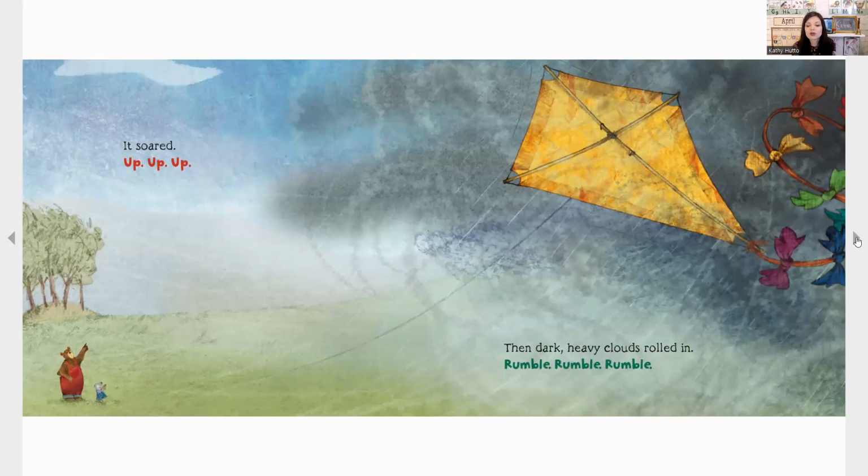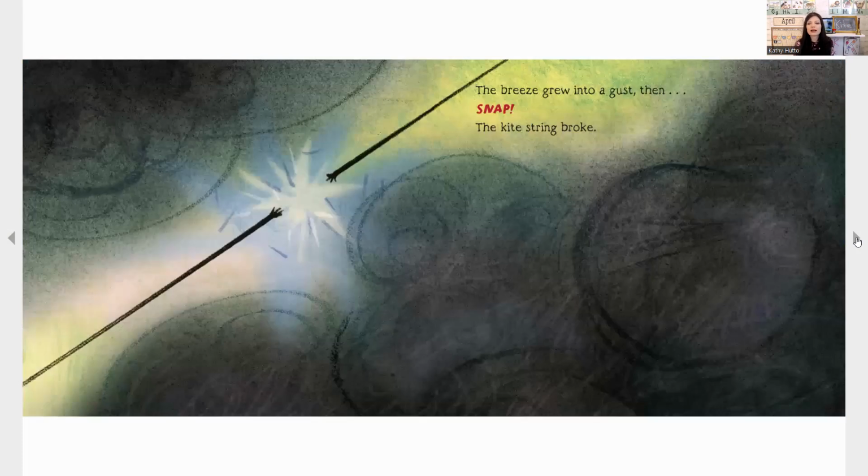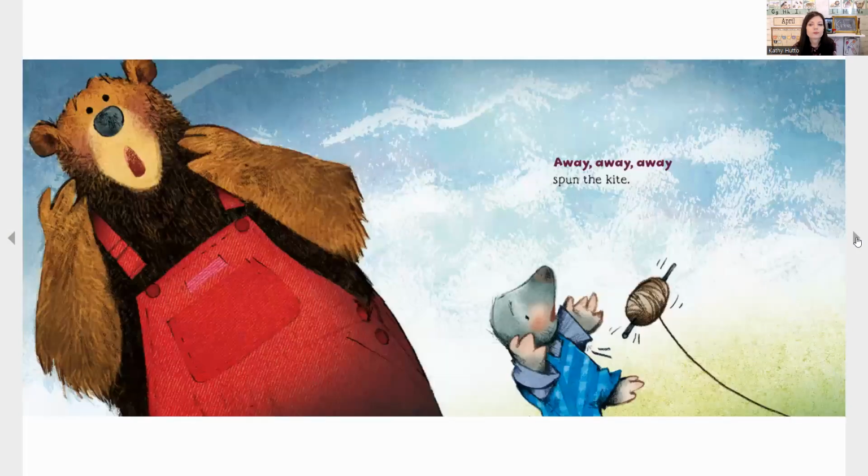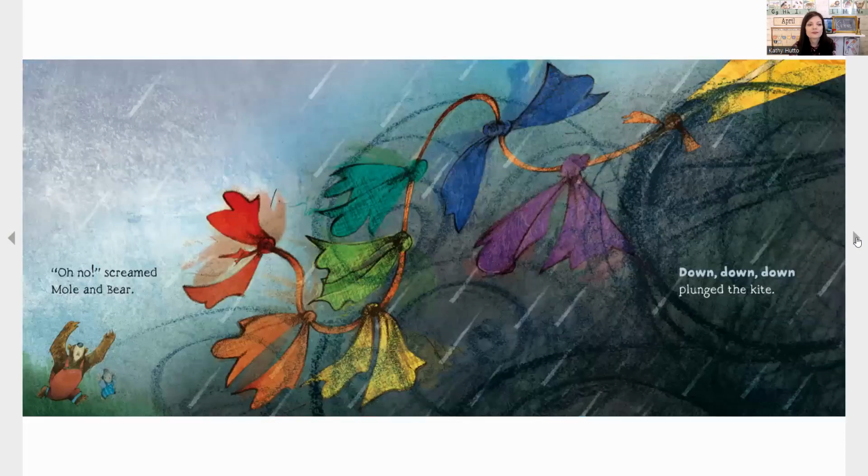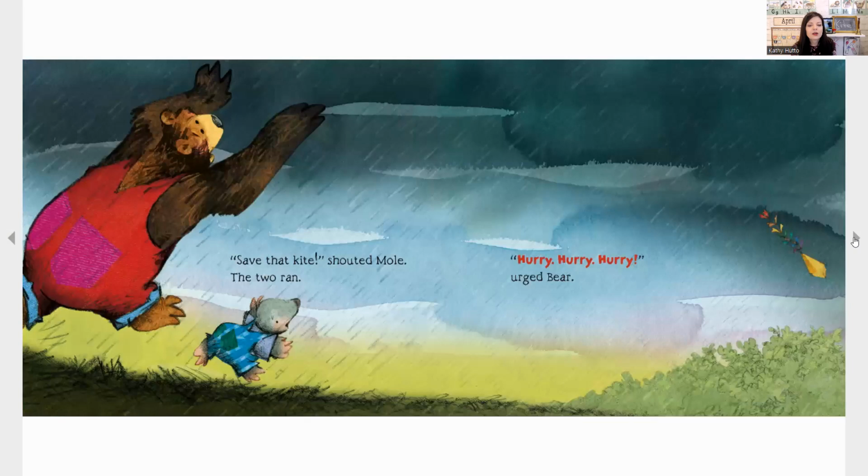Uh-oh. Then dark, heavy clouds rolled in. Rumble, rumble, rumble. The breeze grew into a gust. Then, snap, the kite string broke. Away, away, away, spun the kite. Oh, no, screamed Mole and Bear. Down, down, down, plunged the kite. Save that kite, shouted Mole. The two ran. Hurry, hurry, hurry, urged Bear.